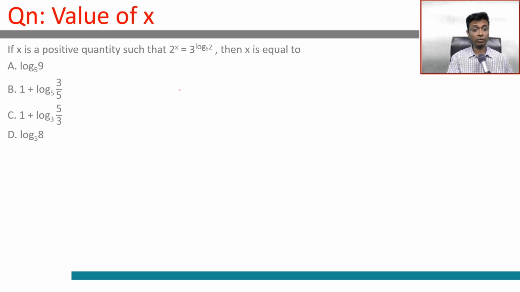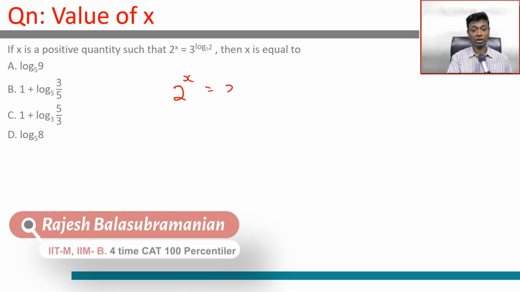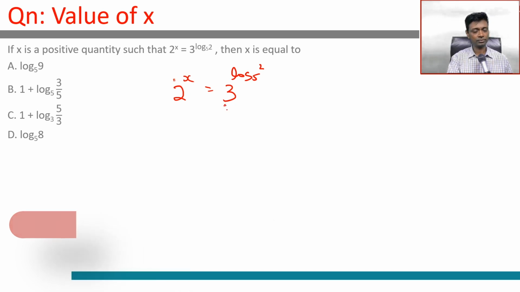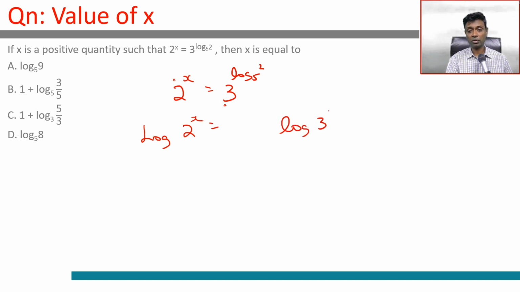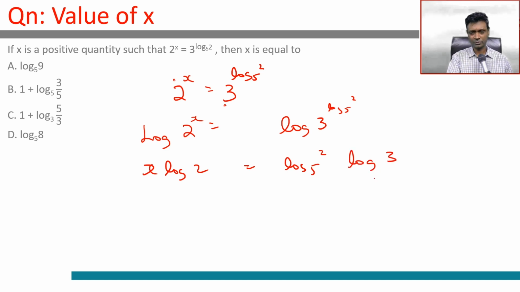Fine. So if x is a positive quantity such that 2 power x equals 3 power log 2 to the base 5, we're dealing with exponents and we're dealing with logs. One of my favorite tricks for a question like this is take log on both sides. log of 2 power x is log of 3 power log 2 to the base 5, or x log 2 is log 2 to the base 5 times log 3. We can choose any base, and this rule would work. I'm going to choose the base as 3.